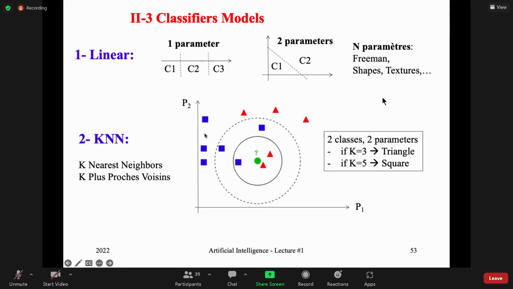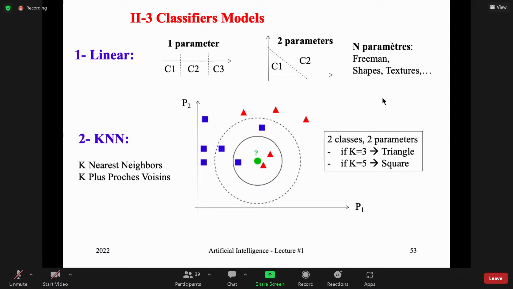Another one, which is very interesting, is KNN. KNN means K nearest neighbor. Here again it's the translation in French. When we speak about KNN, it is a very famous algorithm in classification. So what do we mean by that?